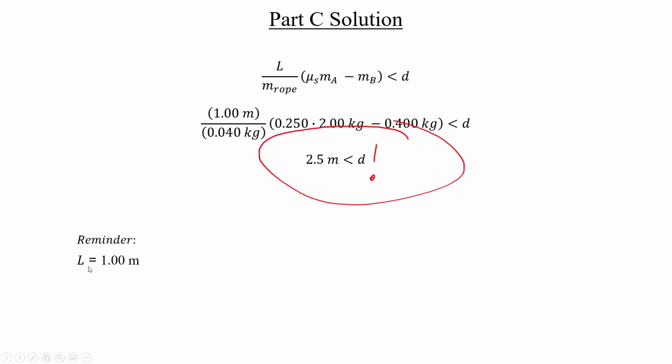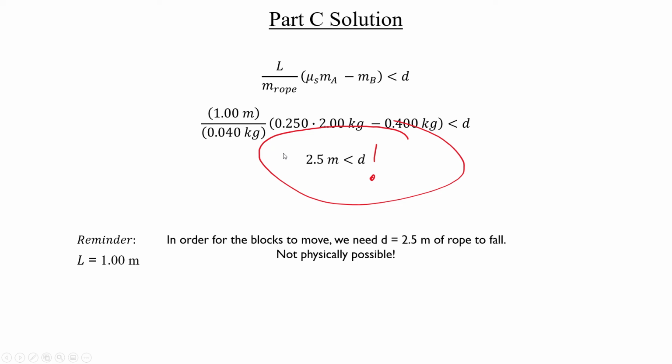Here's a reminder. The length of the rope is only 1 meter. How are we supposed to get 2.5 times the length of the rope to fall when there's only 1 meter of rope available? So this is an example of a non-physically possible situation. Okay, we can't have this. Just because you get a mathematical answer here does not mean it represents reality. So just a very interesting quirk if you mess with the value of the mass of the rope in your expression.